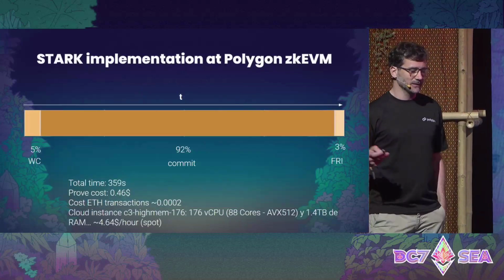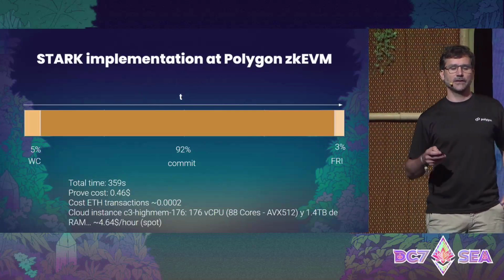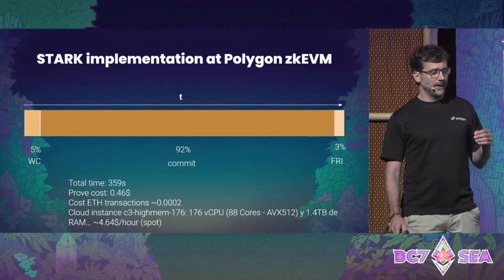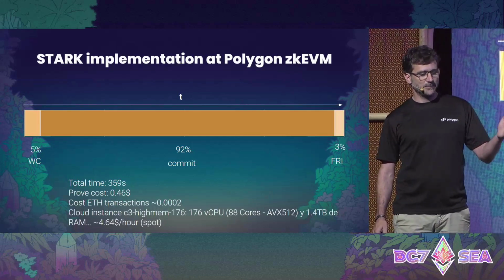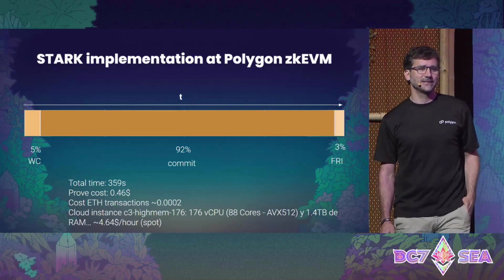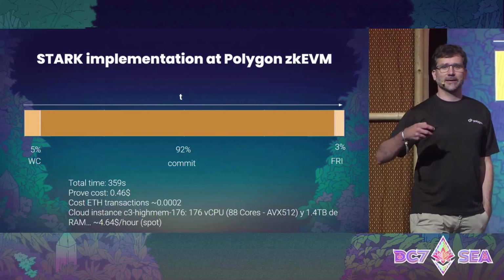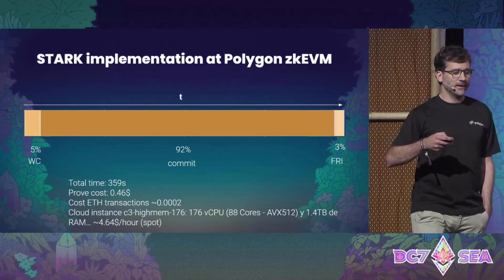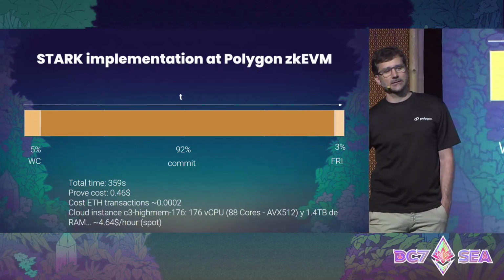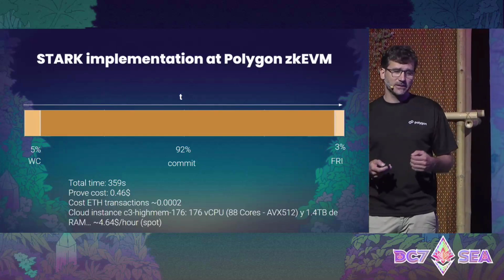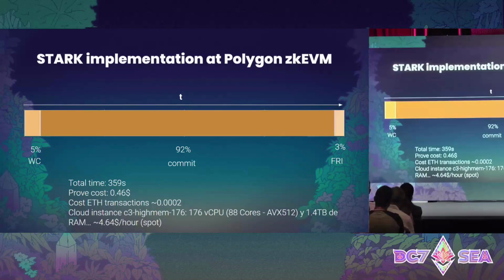Now, let's talk about timings. A proof of this huge trace for the ZK-EVM takes about 6 minutes. And the cost with the GCP instance that supports AVX-512 is only $0.46. Normalized by the number of Ethereum transactions that we can fit within a batch, it's about $0.2 million. This would be the overhead per transaction. So it's a very low overhead, which is negligible in terms of the cost that adds to the transaction.